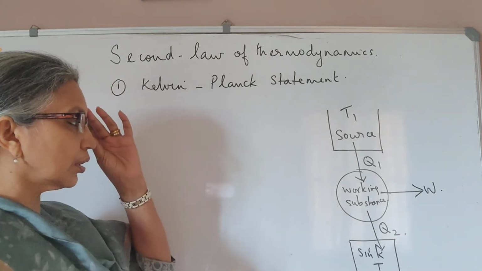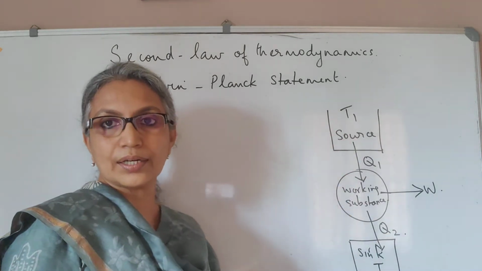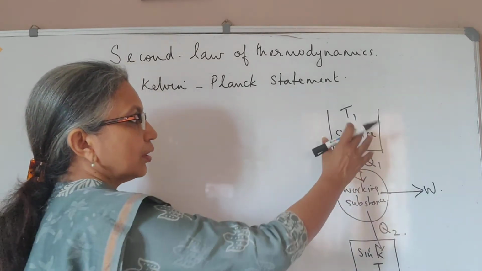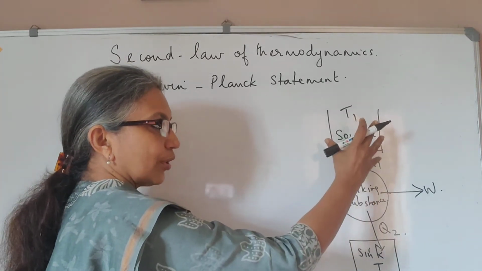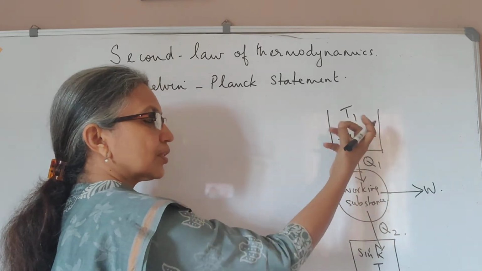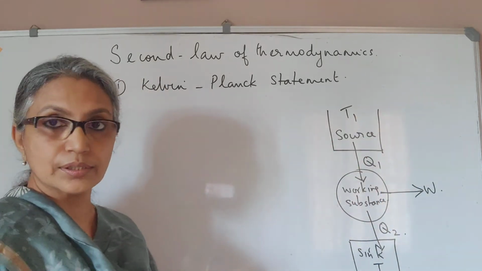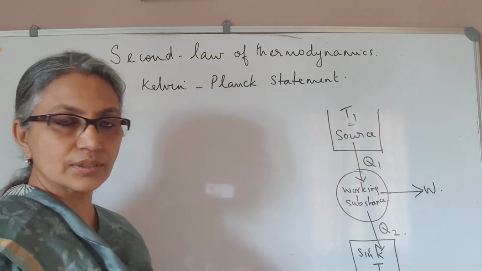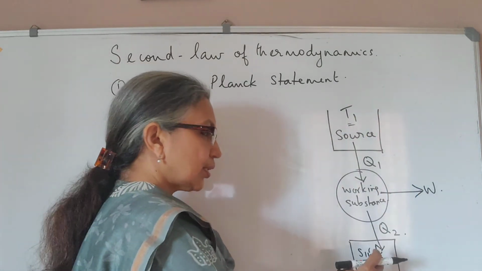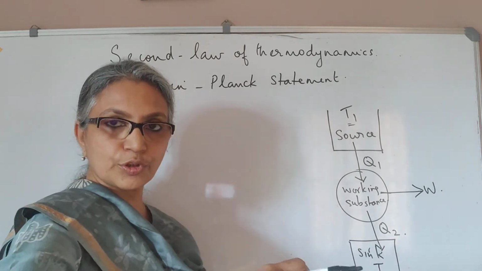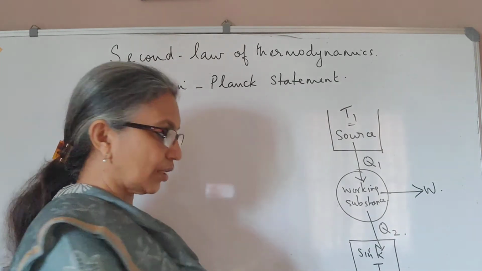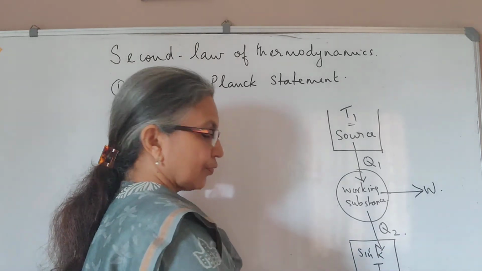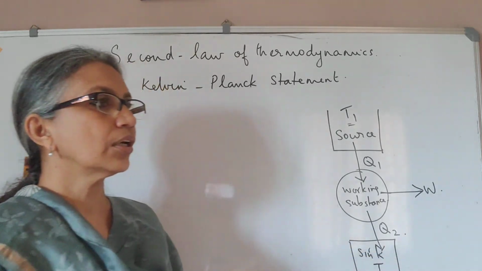Now, the source and the sink are actually reservoirs. The source is a reservoir from which the working substance can absorb any amount of heat without making any change to its temperature, T1. It remains at a constant temperature. Similarly, the sink, like the environment, the exhaust of your car actually rejects heat to the environment, not making any appreciable change to the temperature of the environment or the sink.